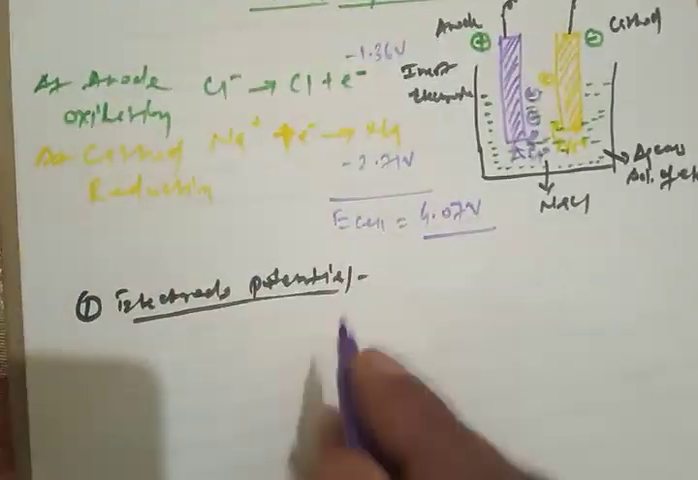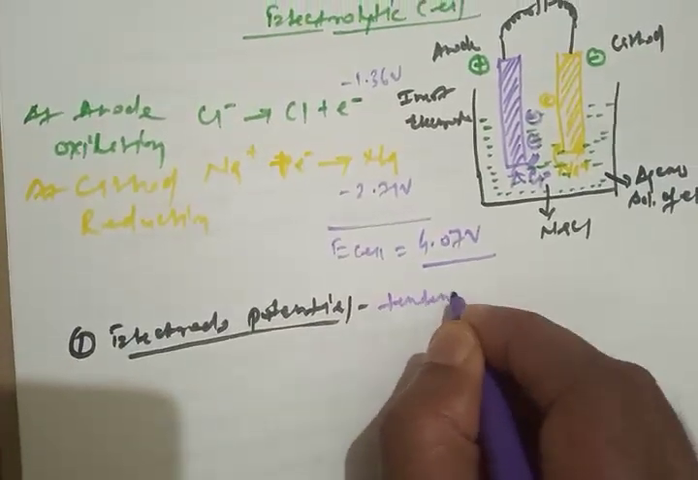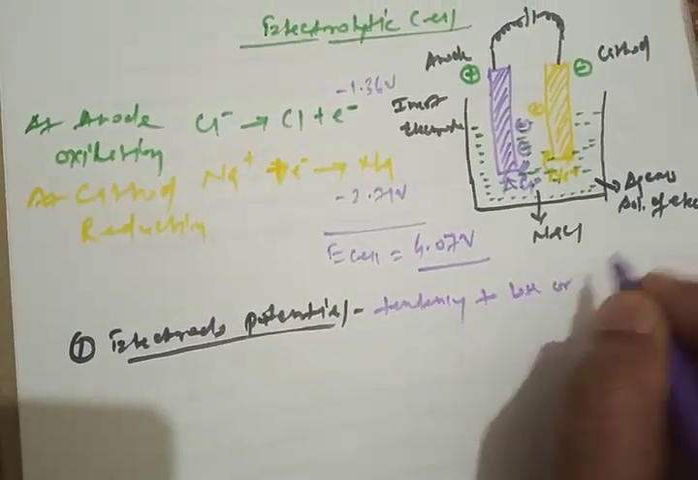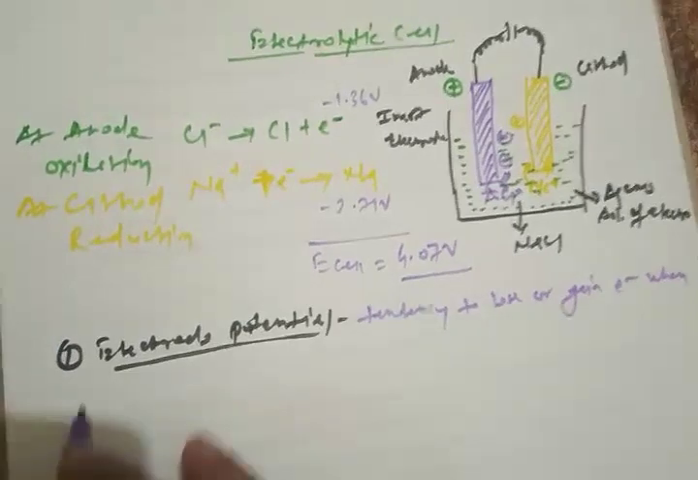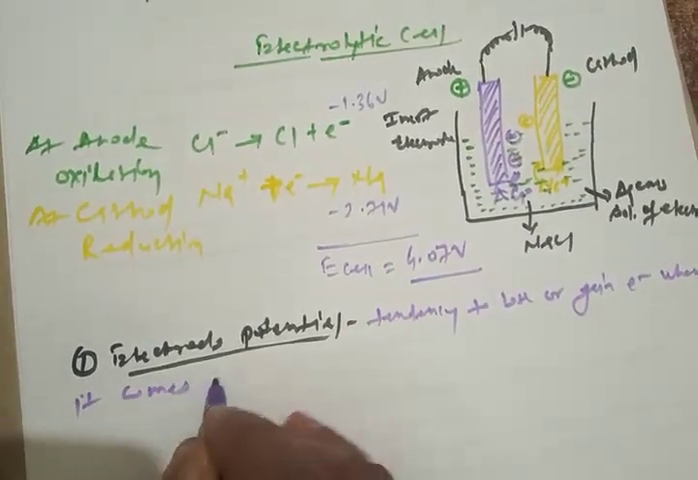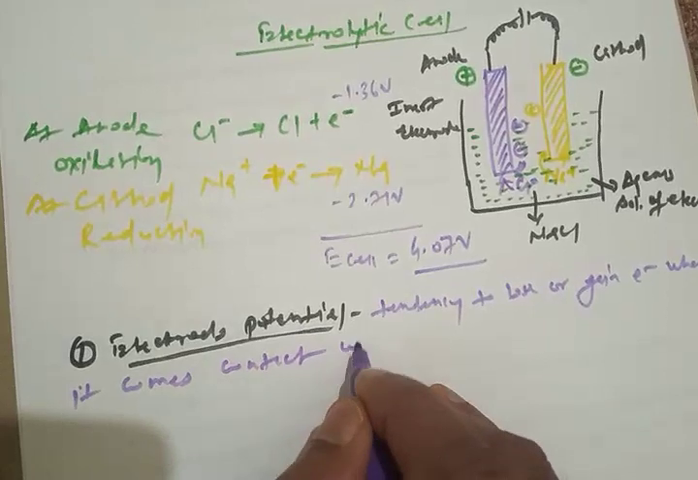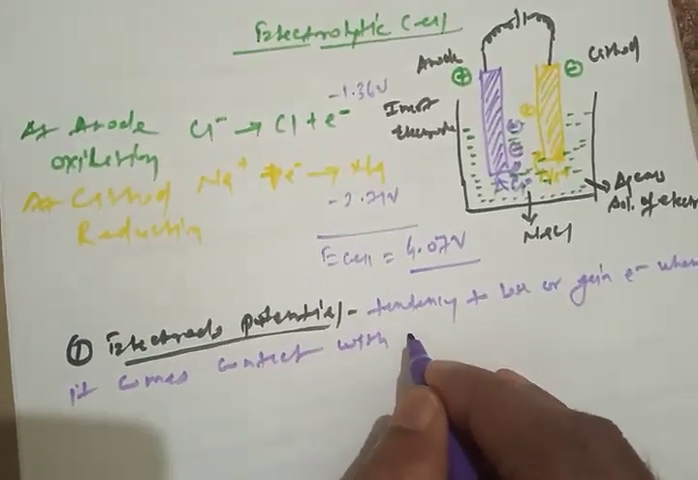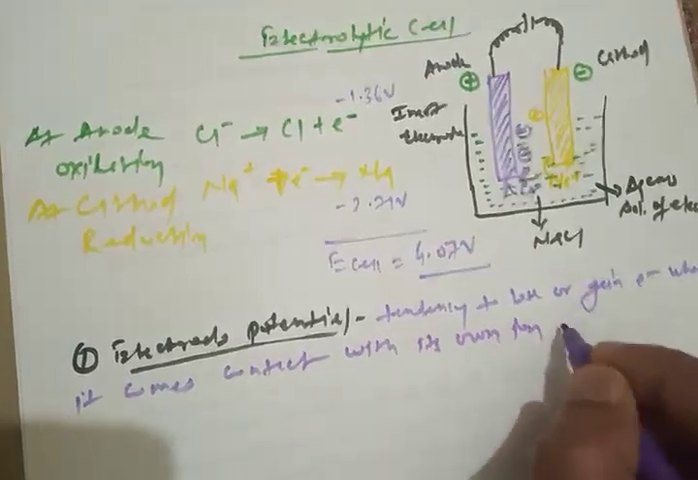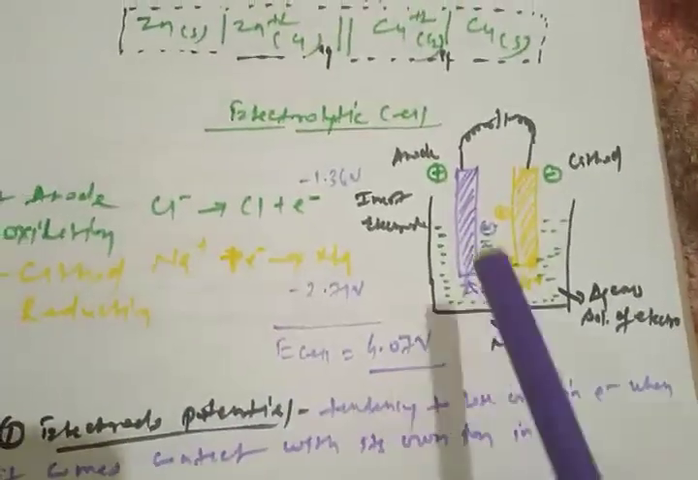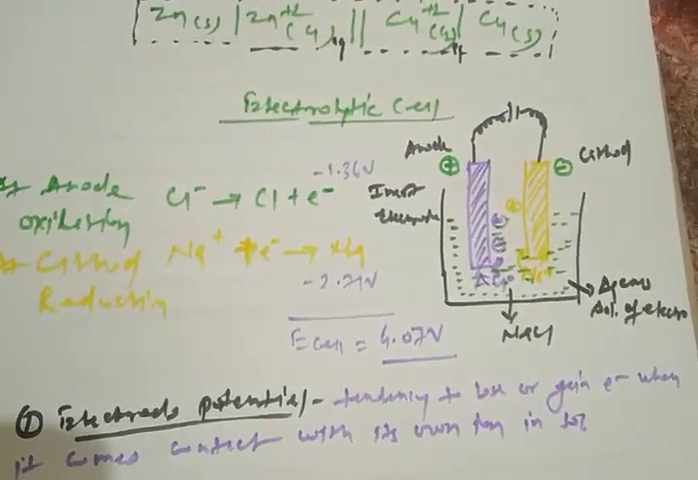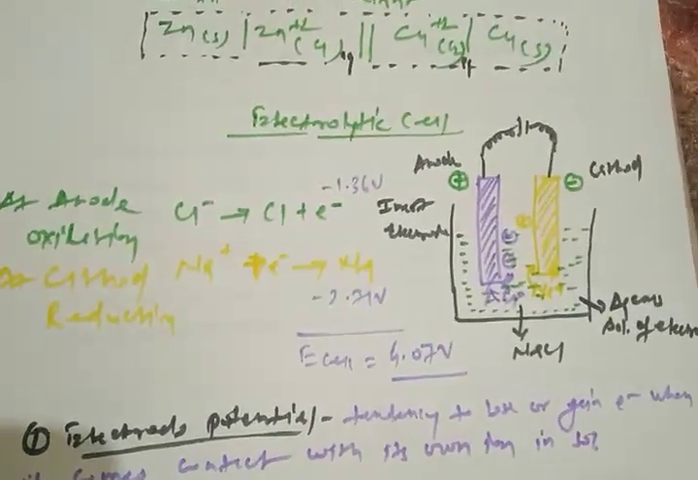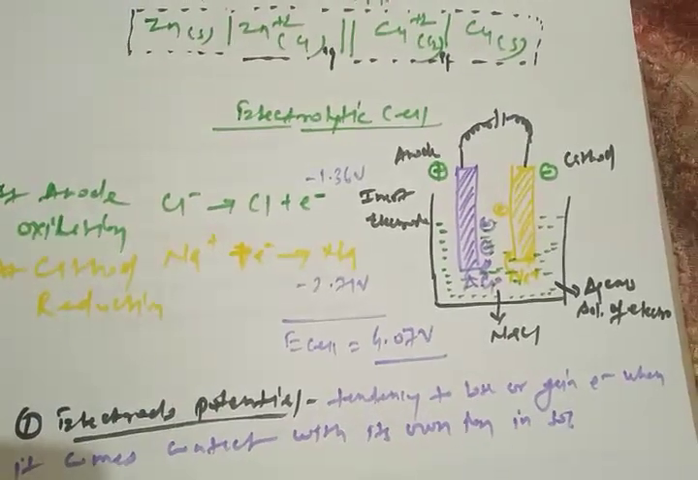So what is the definition? Tendency to lose or gain electron when it comes in contact with its own ion in solution. So electrode potential is the potential of this electrode, whatever tendency the electrode has to gain or lose electron.